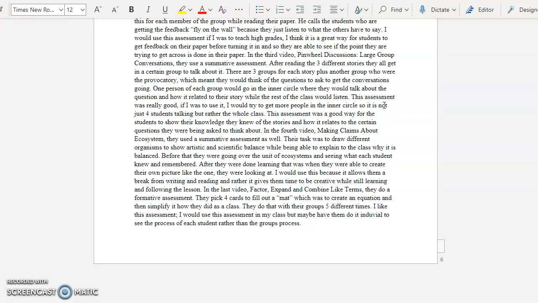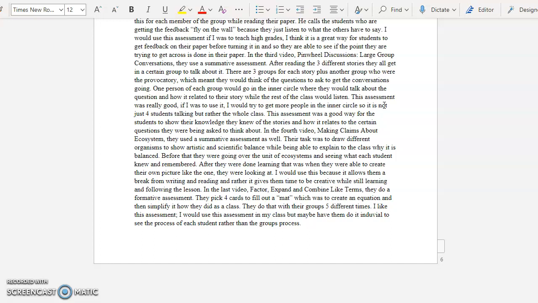And then if I were to use this, I would get more people in the inner circle instead of just 4 students talking and the whole class listening, but I would still use this assessment. And then in the 4th video, making claims about ecosystem, they use a summative assessment as well. Their task was to draw different organizations to show artistic and scientific balance as well, just like how they first observed before they were left alone to do it.